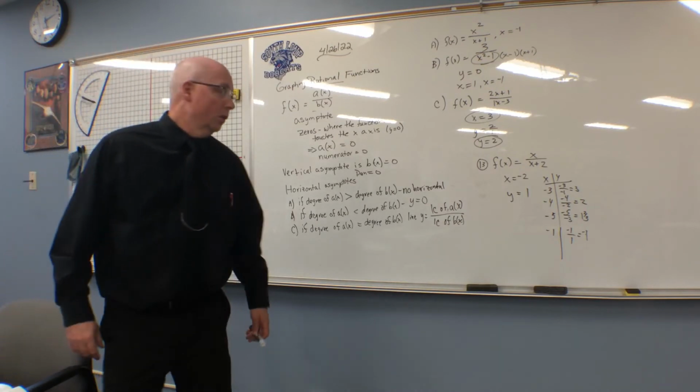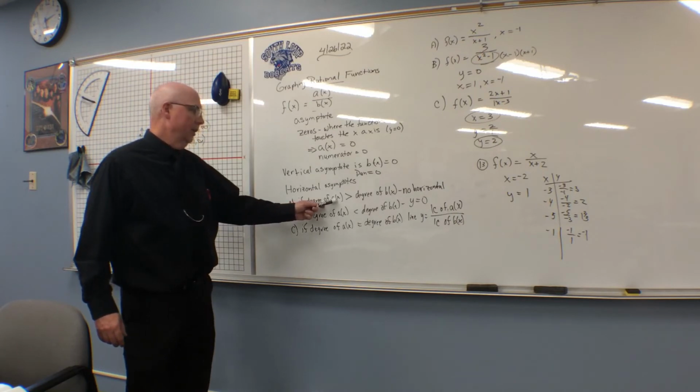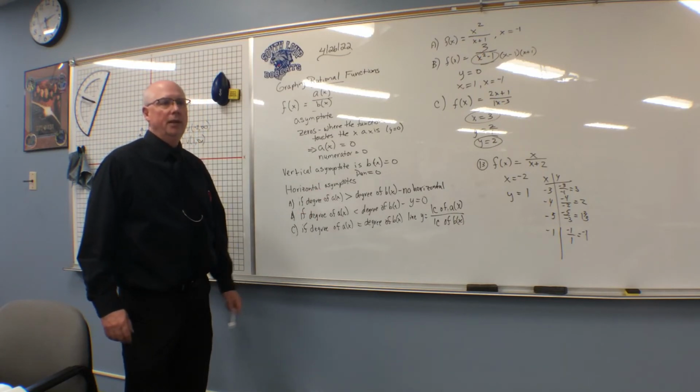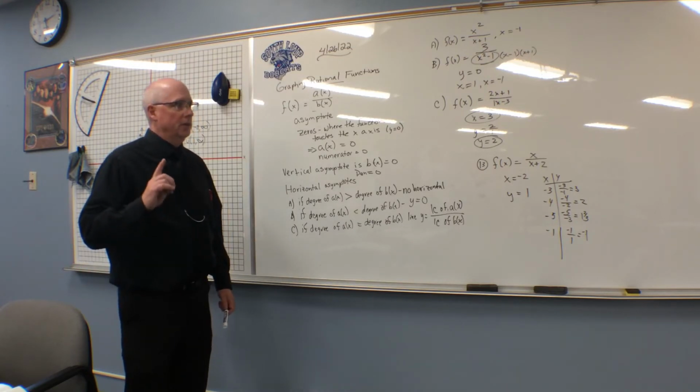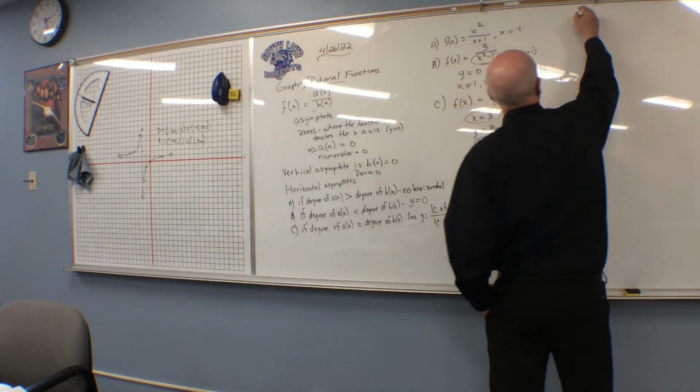Okay, so you know this situation right here where the degree of the numerator is greater than the degree of the denominator, and I said there was no horizontal? It's possible though there's a slant.